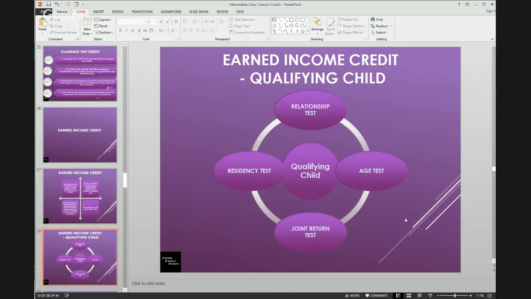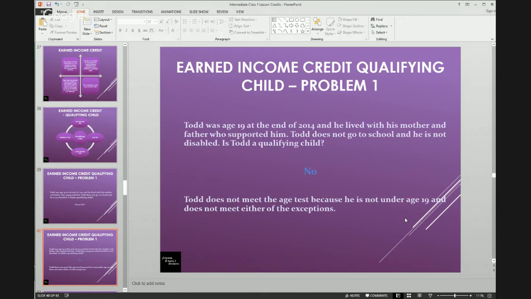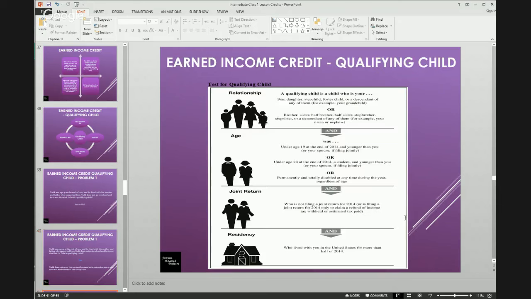For the earned income credit, your qualifying child must pass the relationship test, the age test, the joint return test, and the residency test in order to be a qualifying child. So we're going to go through a couple of scenarios. Todd was 19 at the end of the year and he lived with his mother and father who supported him. Todd does not go to school and he is not disabled. Is Todd a qualifying child? And here the answer is no, because he would not meet the age test because he was not under age 19. And therefore he would need to go to school. Since he's not in school, that would be one of the exceptions. So he is not an eligible child.